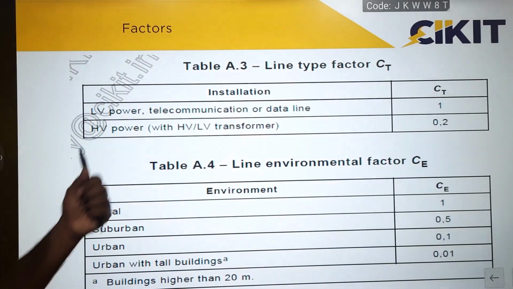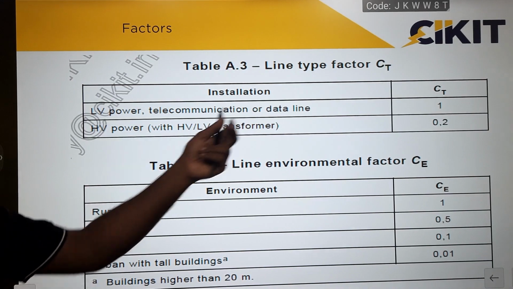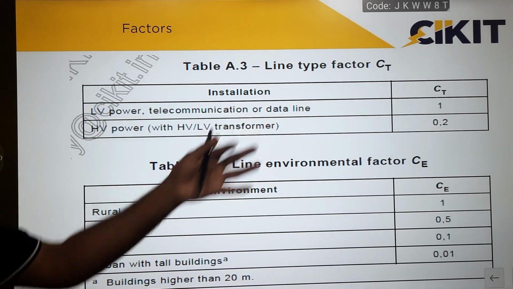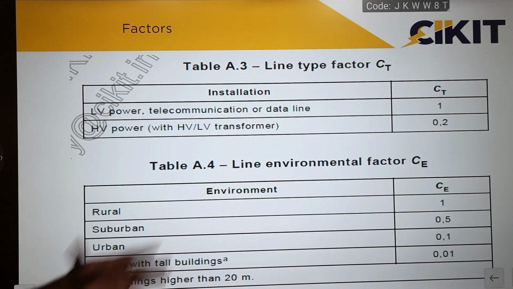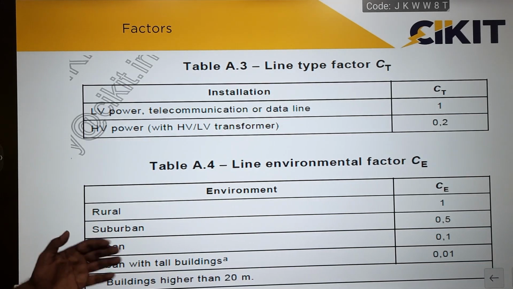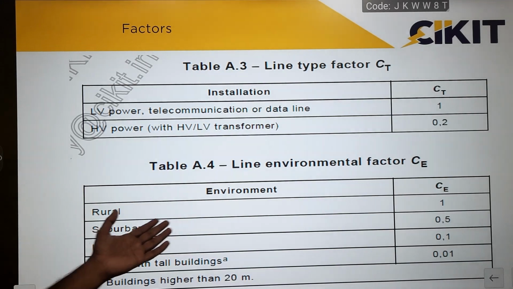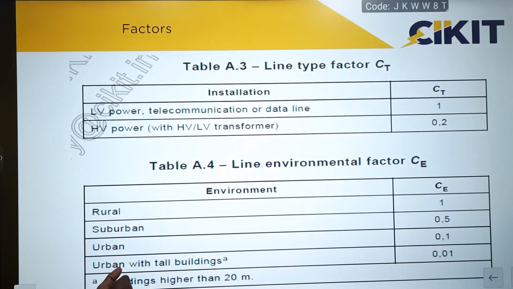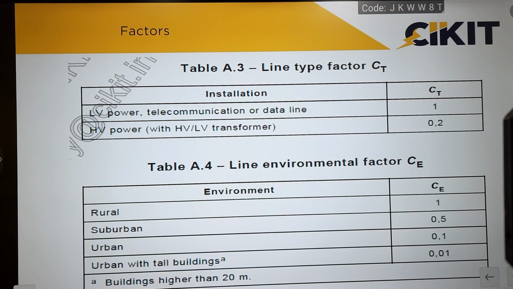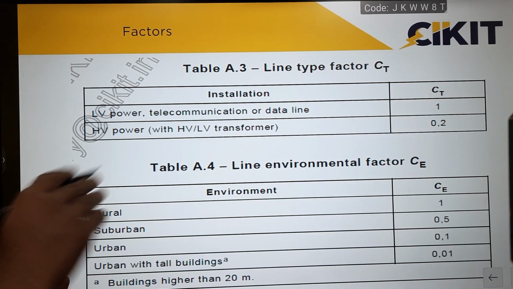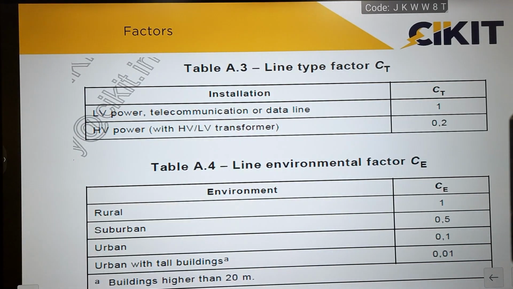Line type factor. If you are going for low voltage line, the risk will be higher. If it is high voltage line, 0.2. And environmental parameters. The environmental parameters are related to rural and urban areas. If it is a rural area, it will be 1, and if it is an urban area with tall buildings, it will be 0.1. So it depends upon the location and the surrounding structures. These are the environmental parameters.